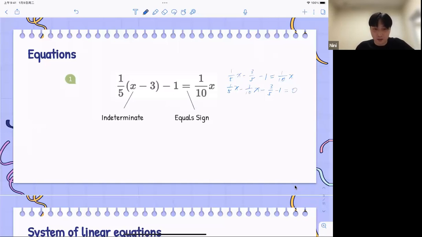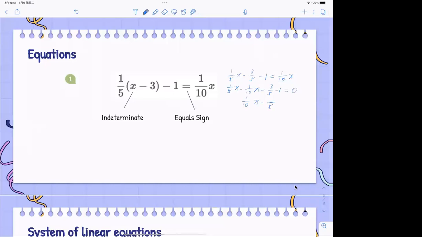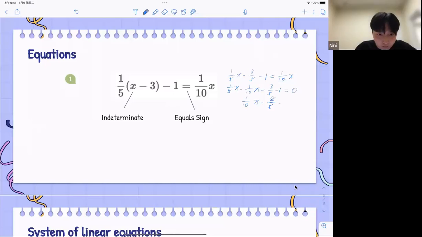So we can directly combine them together. Let me see, we have 1/5 and 1/10, minus it, that would be 1/10. And we have 3/5, and we have 1. So that would be, okay, right. That equals 0.